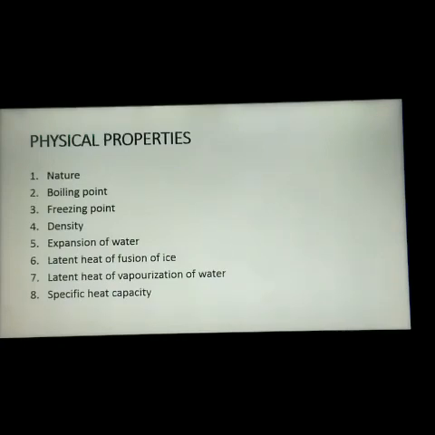Next, coming to the next property, that is density. When ice cubes are put in a glass of water at room temperature, they float on the surface of water, and this is because ice is lighter than water. It means that the density of ice is lower than that of water.